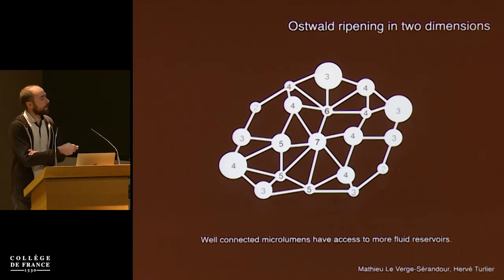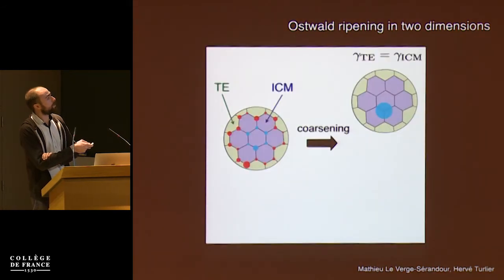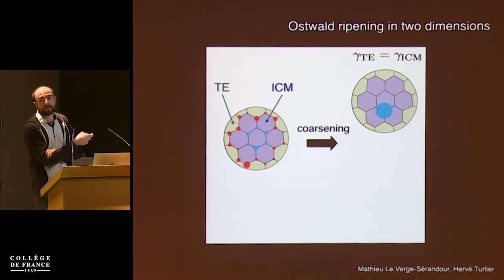So again, I didn't mention that, but this is the work done in the lab of Hervé Turlier. These are simulations where we have built artificial networks of microlumens which are connected. And then if the tension is homogeneous, because these guys here are more connected than the ones at the periphery, the lumen will form at the center of the embryo, in the ICM, the inner cell mass, which we don't see in the embryo.